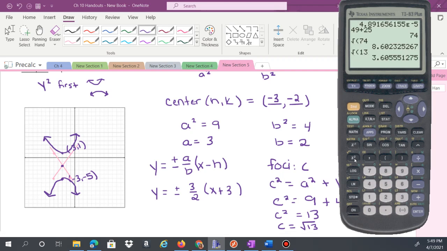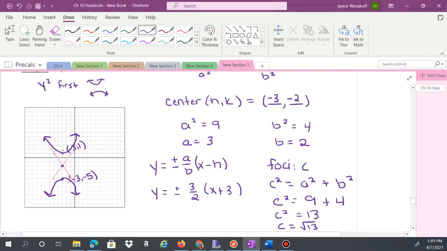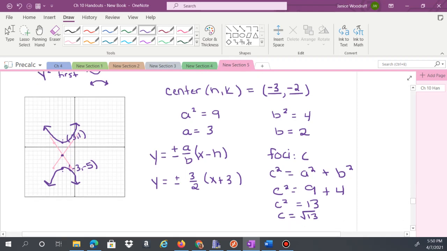So 3.6. So I would go 3.6. So this is actually up 3.6, about right there and right there. So if I was doing the points of these though, I would do -3, and then -2 plus square root of 13. So -3 and then -2 plus square root of 13, and then -3, -2 minus square root of 13.